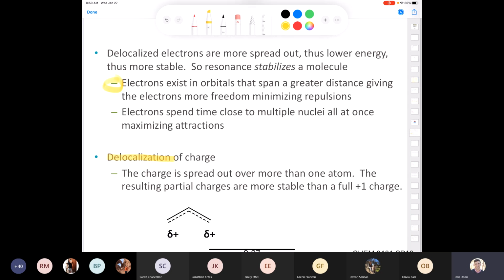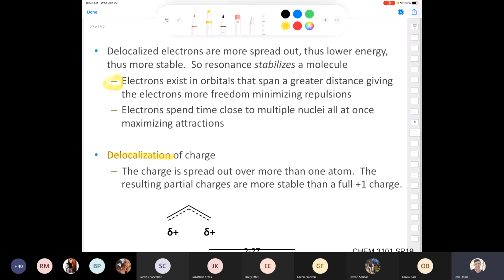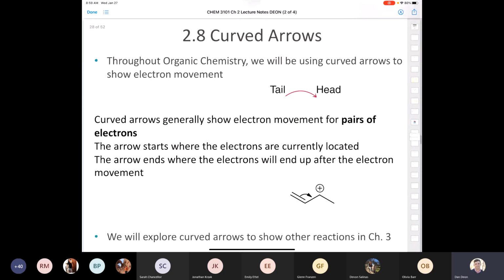Anyhow, the resulting partial charges are more stable than the full +1 charge. So the bottom line is this, okay? The take-home message is that resonance stabilizes a molecule. All right, well, let's switch gears again and get into section 2.8, which deals with curved arrows.